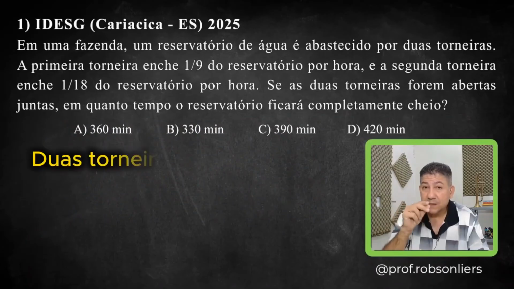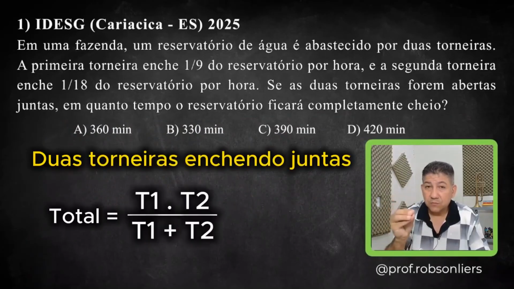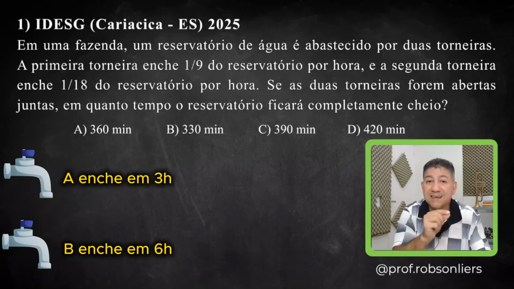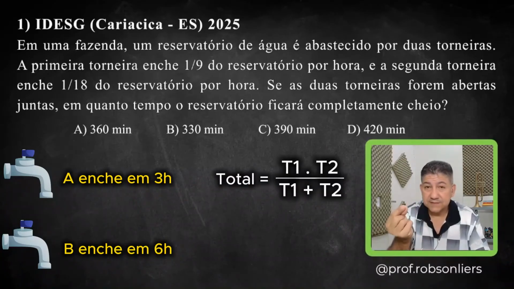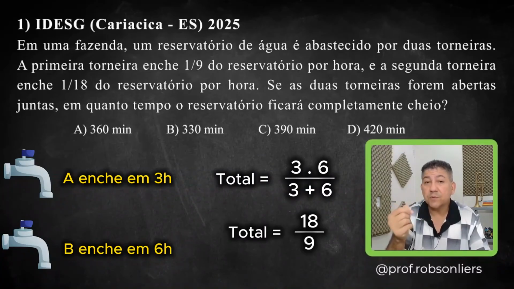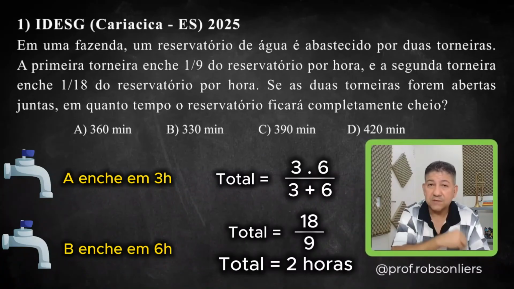The trick is this. The total time to fill the tank will be T1 times T2 over T1 plus T2, that is, the product over the sum. The first time multiplied by the second time, divided by the first time plus the second time. Let's use that example I gave at the beginning as a basis. Faucet A fills a tank in 3 hours and faucet B fills a tank in 6 hours. To find the total time they take to fill the tank together, you multiply them, which is 3 times 6, divided by the sum, which is 3 plus 6. 3 times 6 is 18 divided by 9, which equals 2 hours. See, it's the same result that we just found.